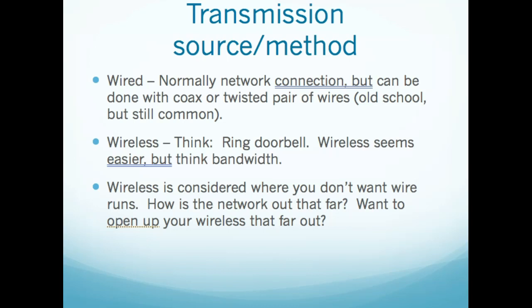And then we have wireless. Your Ring doorbell, your Blink camera, your Google Nest camera, all of those types of devices are wireless cameras. And it's pretty easy. That's why we use them for home use. But you have to think about bandwidth.